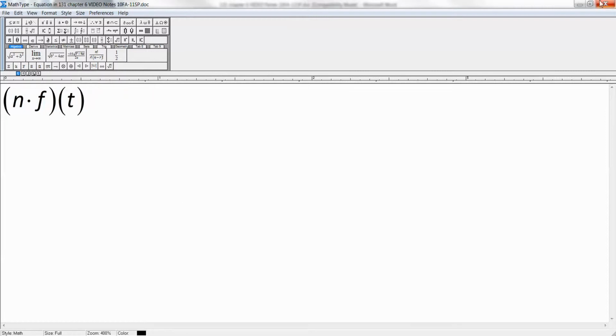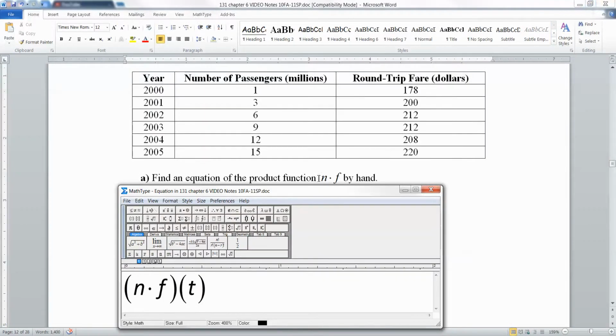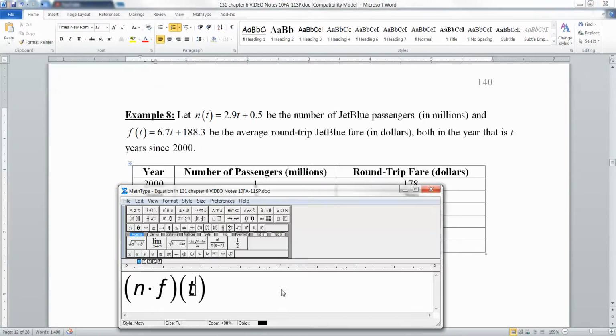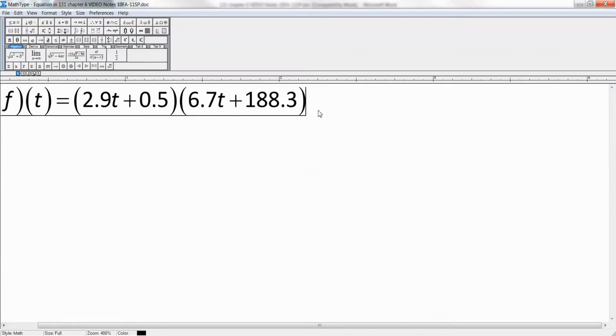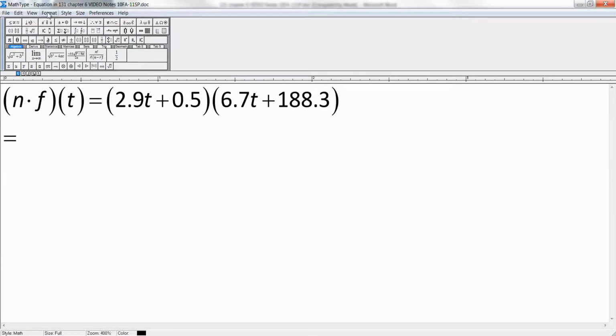The independent variable is t, right? So n was, there it is. So this is equal to 2.9t plus 0.5, in parentheses because it's the whole thing, times 6.7t plus 188.3, right? We'll deal with units as we go, but that's where we're starting. All right, so we need to multiply these two. This is a binomial times another binomial, so we're going to have to distribute. Be very careful with it.